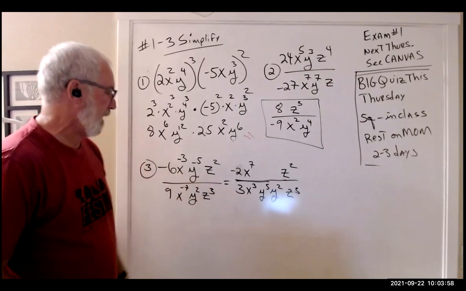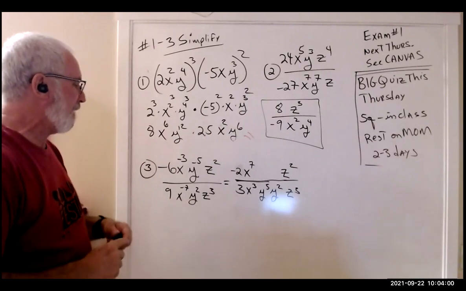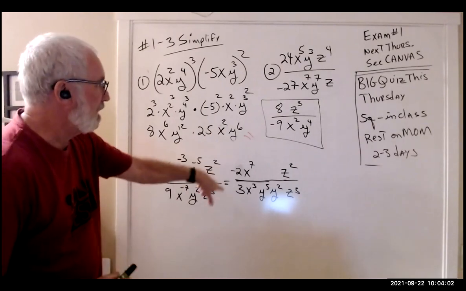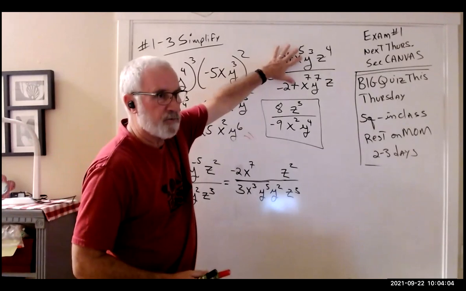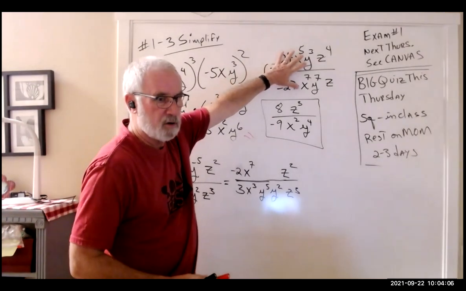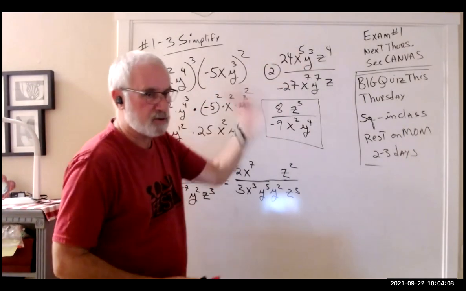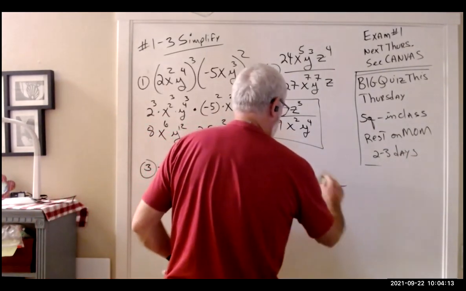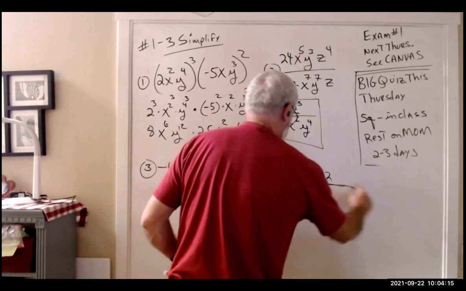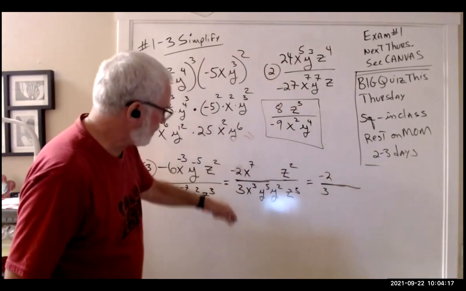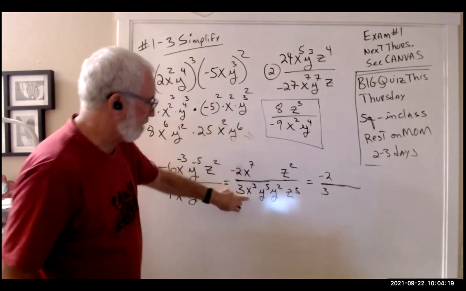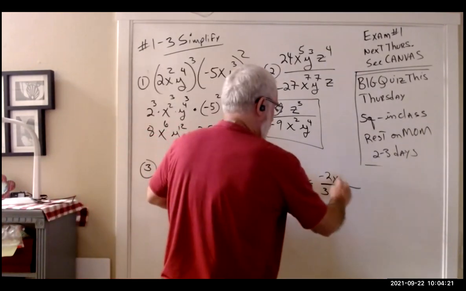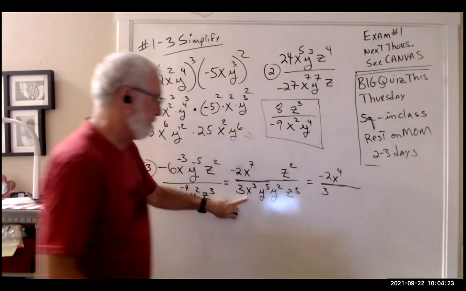That's fine. Okay. So now, after having flipped everybody, this is just another form of this. You just got to reduce x's with x's, y's with y's, and that kind of thing. So we end up with negative 2 over 3. Okay. My x's, I see 7 on top, 3 on bottom. So by the time they cancel, I have x to the 4th on top.